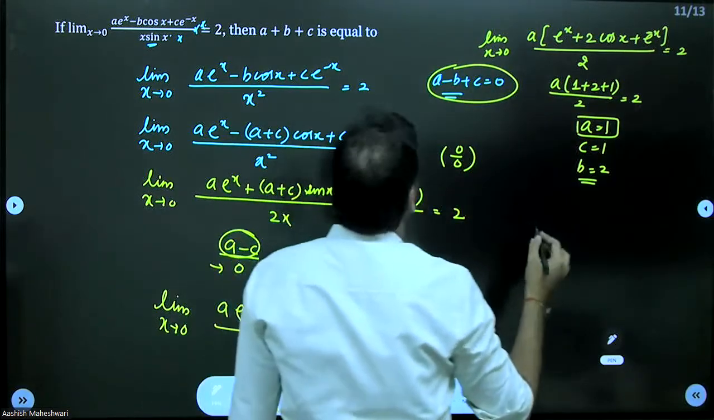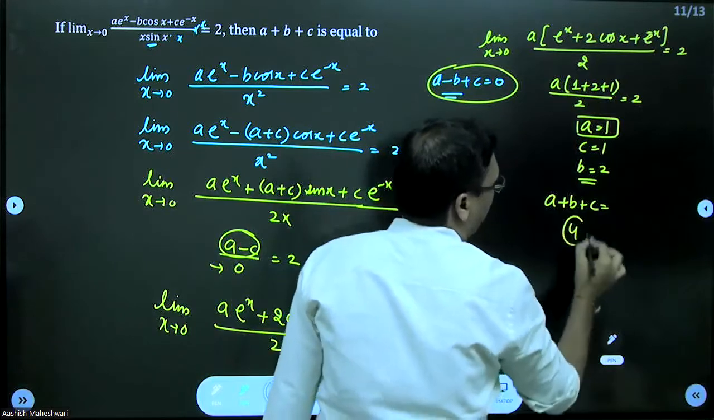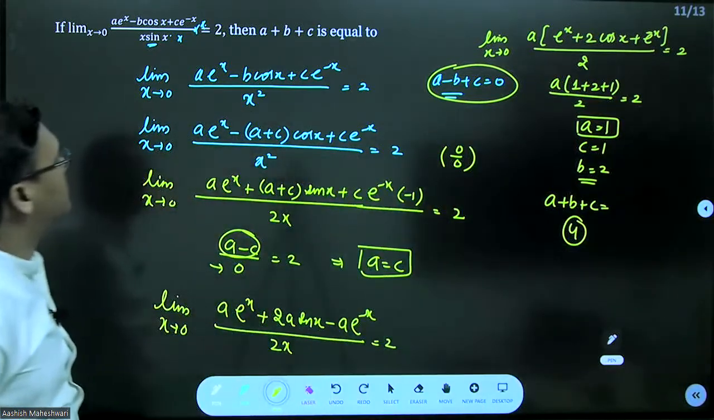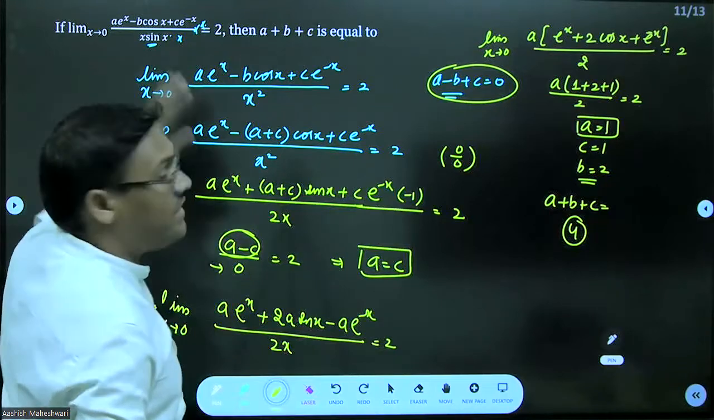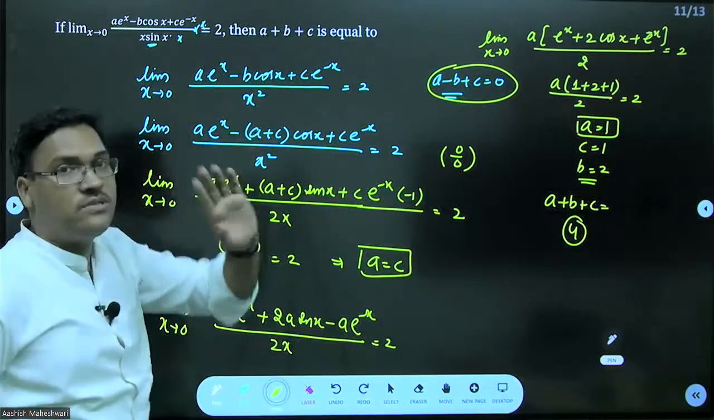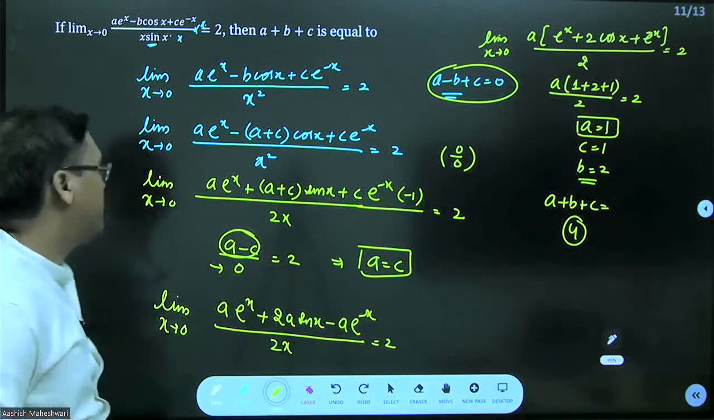So what is the final question? a plus b plus c. a plus b plus c is equal to, that is the answer for this question. This is how you approach this type of question to find the limit and the constants a, b, c. This is what you have to understand here: how to approach this type of question. I hope this is clear.